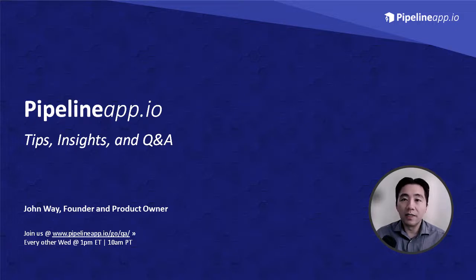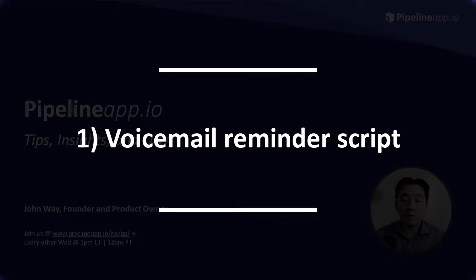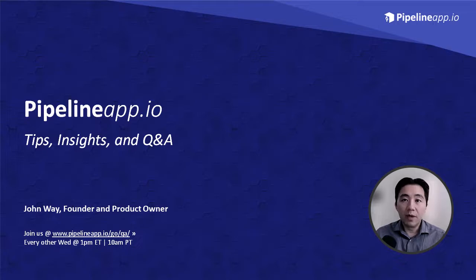Now, as a quick summary for today's session, we talked about 4 topics. Timestamps are in the description. Number 1, a voicemail reminder script template that you can use or customize for your own voicemail reminders to customers. Second, if you aren't comfortable recording your own voice, there are 2 online services that can generate voices based on a script that you have. One is even free. By the way, I have no affiliation with either of those services.